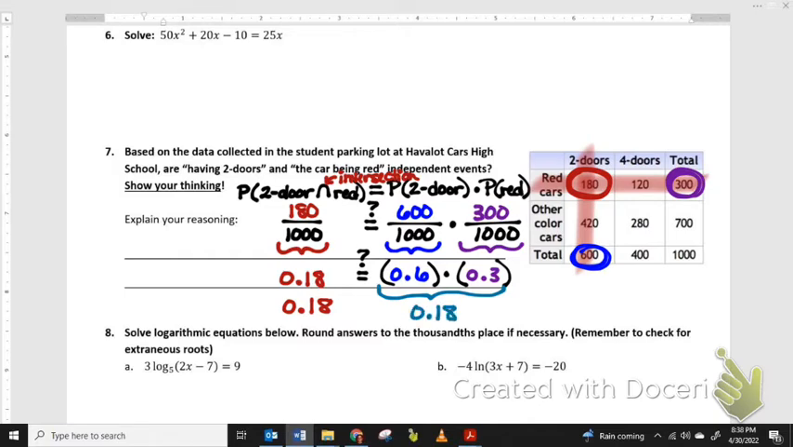Are the 2 sides of my equation actually equal? Do I have the same thing on both sides? Yes. So what does that mean about this? They are independent, yes. So yes, they are independent. There's no relationship between these 2.